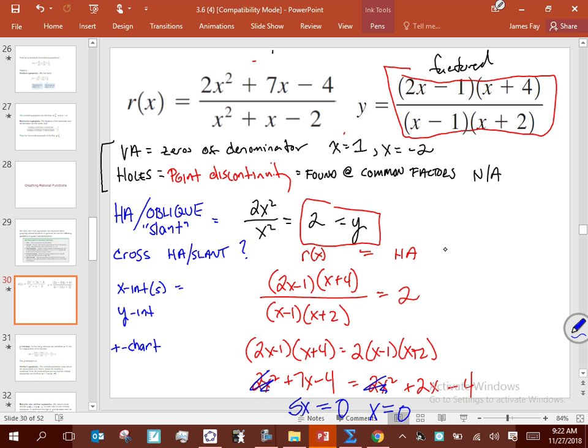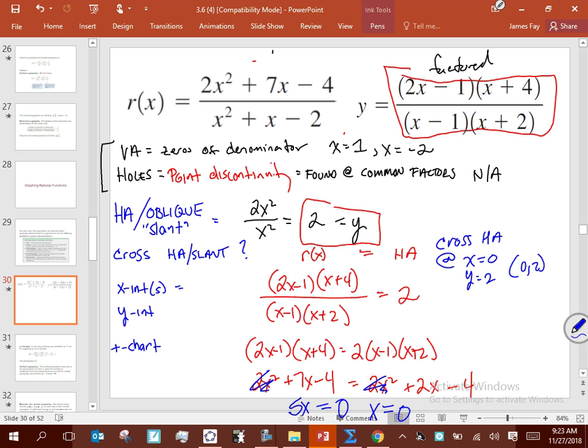x equals 0. So cross horizontal asymptote at x equals 0. What will be the y value that I'm crossing the horizontal asymptote at? It would be 2. Okay? So (0, 2) is that location that you cross your horizontal asymptote. Okay? Questions on that? All right there?